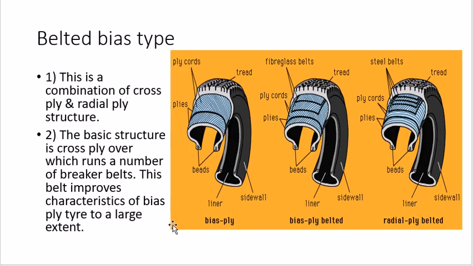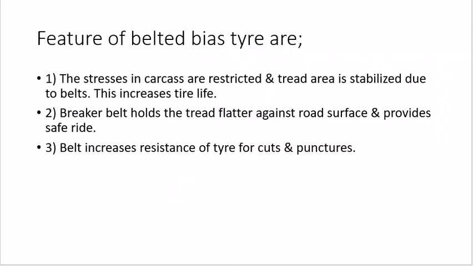In this type you might see the difference between all these. Bias ply is a cross section, and in this belted one, you can see the crosses are provided, but a belt is provided on top too. The fiberglass belt is provided onto the carcass, and the third one is radial ply. You can see radially they are joined. What are the features of belted bias? The stresses in the carcass are restricted, and the tread area is stabilized by the belt, so it is better than your simple cross ply and radial ply.